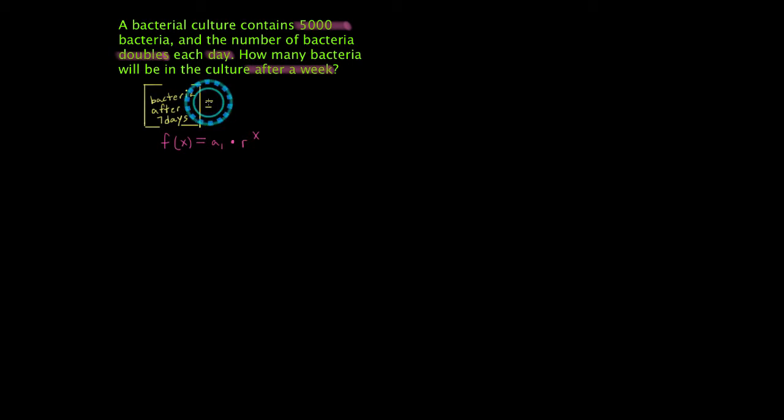This is equal to a sub 1, which is going to represent my starting population or culture here, which is 5,000 bacteria. Another way of thinking about this is it's my initial value, or my starting value, times r to the xth power.